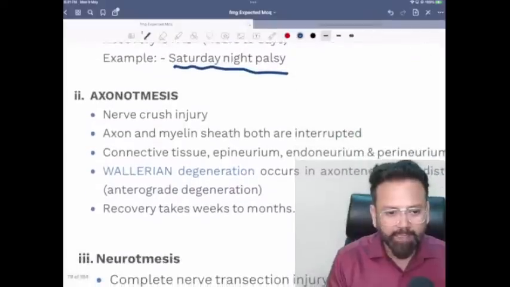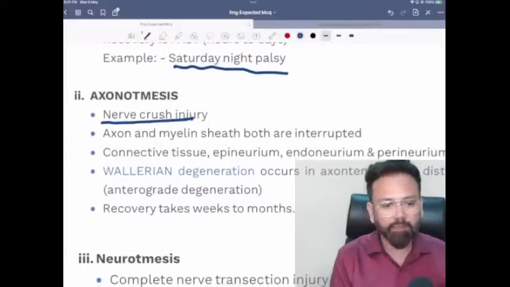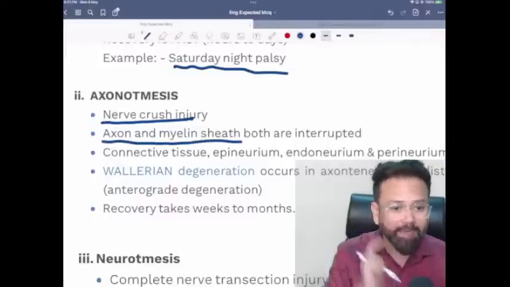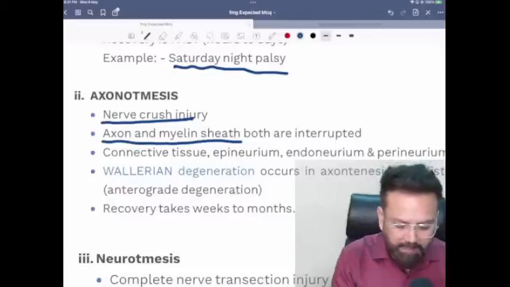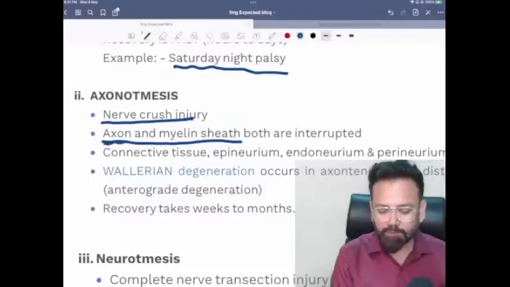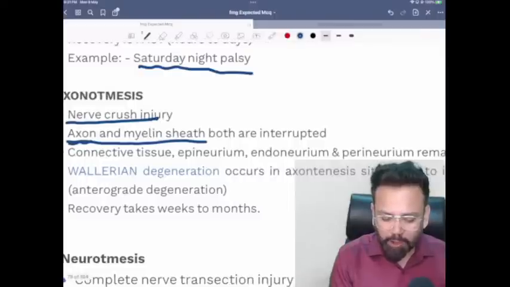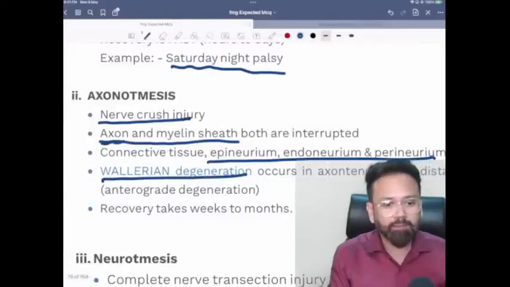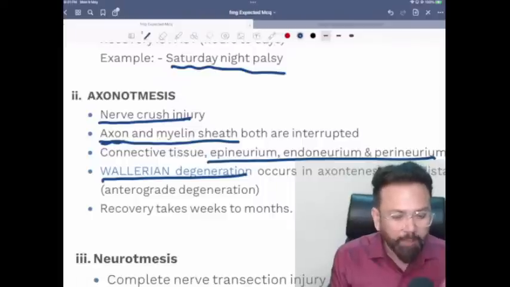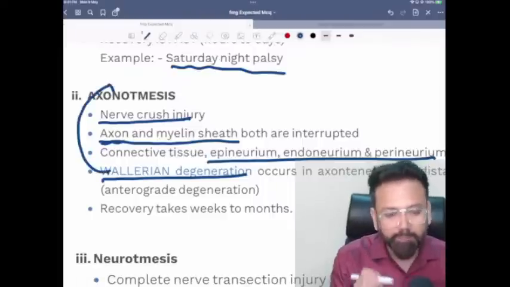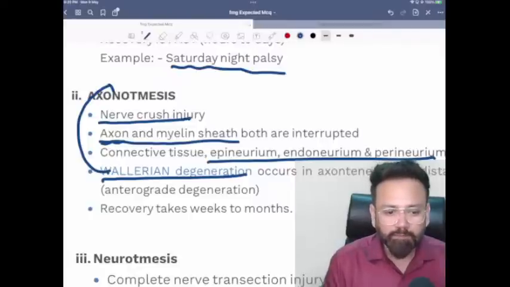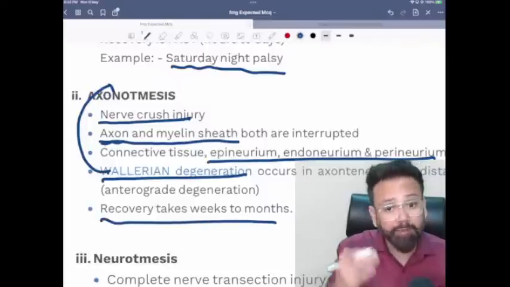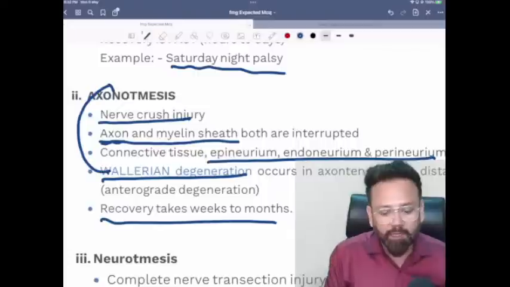Axonotmesis. It is the nerve crush injury. Axon and myelin sheath both are damaged. In neuropraxia, only myelin was damaged. In axonotmesis, the axon is also damaged. In this, all the rest of the things are intact. Wallerian degeneration happens in what? Axonotmesis. Wallerian degeneration does not happen in neuropraxia. It happens in axonotmesis. It's also an FMG question. It is an anterograde degeneration. Recovery will take at least a week to a month. It is worse than neuropraxia.